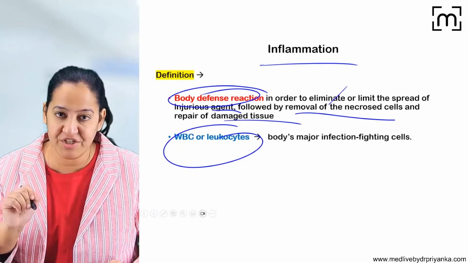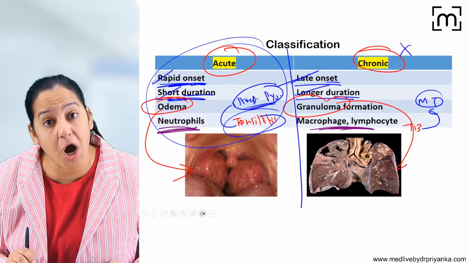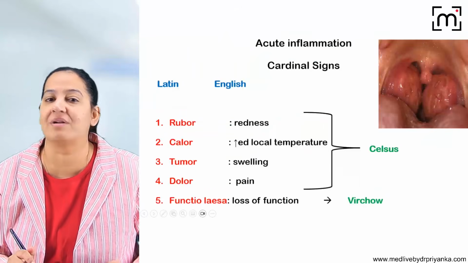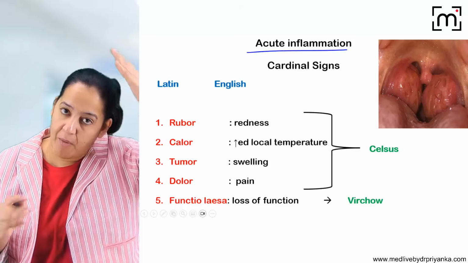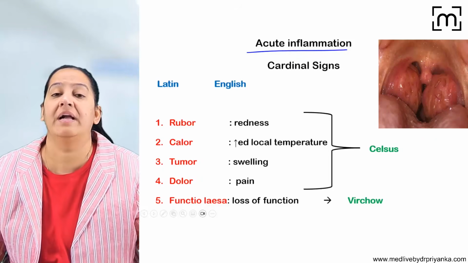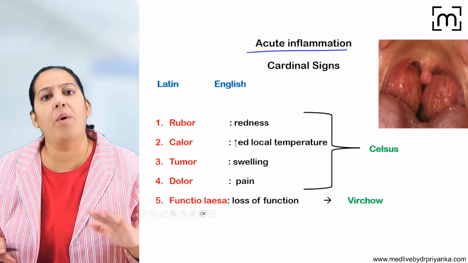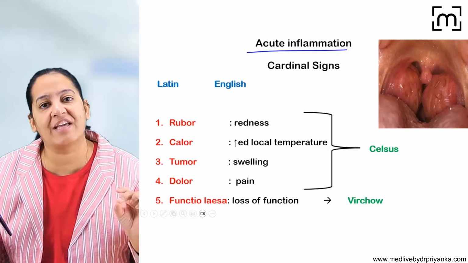We have seen what is inflammation. We have seen the two types of inflammation. Now it's time to start the acute inflammation. Where does it occur? Acute inflammation can occur from head to toe, any part of the body.